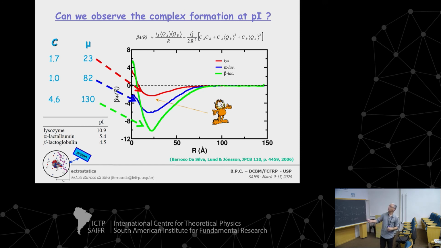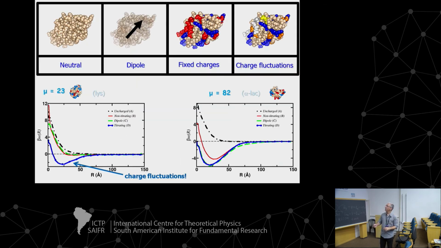Okay? Of course, if we go to bigger proteins like beta-lactoglobulin, it's even stronger the attraction because this molecule has a huge number for the charge regulation parameter and also a very big dipole moment. So in this case, we have all the attractions. Okay, we were happy. That was the beginning of the story.